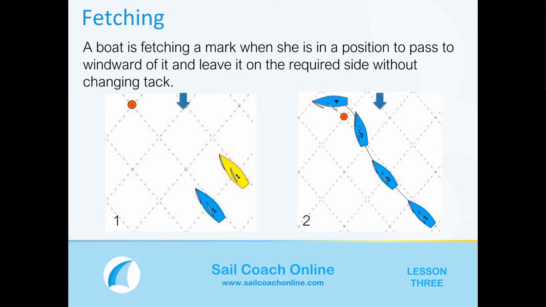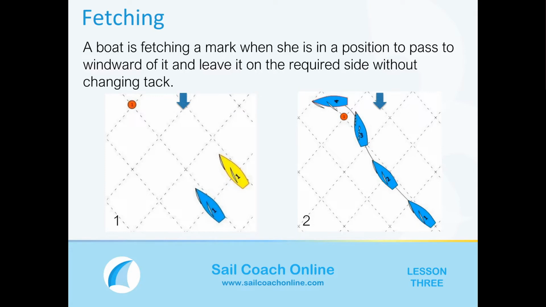Next definition we're going to look at is the definition of fetching a mark. A boat is fetching a mark when she is in a position to pass to windward of it and leave it on the required side without changing tack. So if you look at diagram 1, both boats are sailing towards mark number 1, the red mark in the top left-hand corner. And if we assume that they are both close hauled, the yellow boat would be able to sail directly to mark number 1 and round it without tacking, so she would be said to be fetching a mark.